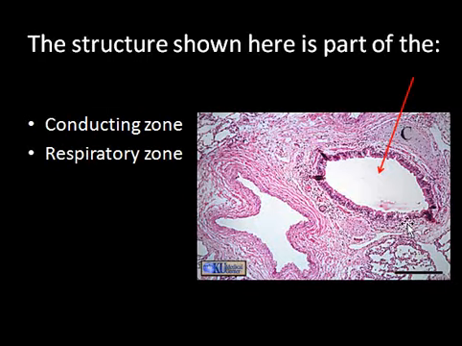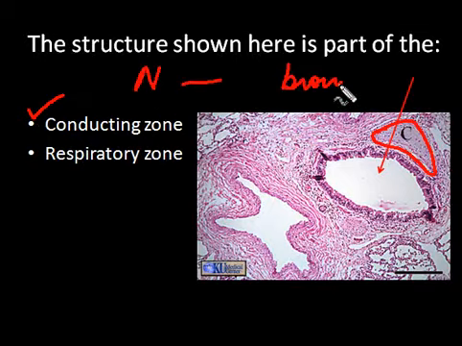Now this is a bronchus, and the reason it is a bronchus is because it has cartilage. This thing labeled C is cartilage. You can see one piece of cartilage here. So the moment you see that, you automatically identify it as a bronchus. A bronchus is part of the conducting zone. Remember, anything from the nasal cavity till the bronchiole, including both, is the conducting zone.